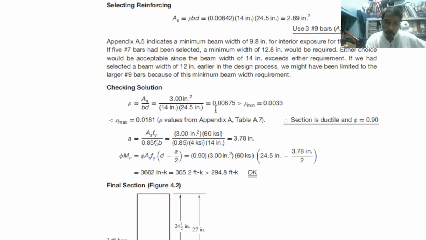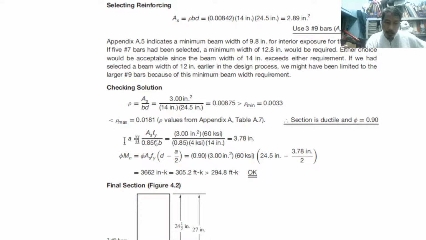Check our solution. The minimum is less than our computed value, that is okay. What about the maximum? 0.0181. So also less than the maximum. Therefore, the section is ductile, and our choice of phi of 0.9 is correct. So we are able to prove that our assumption of 0.9 is correct.